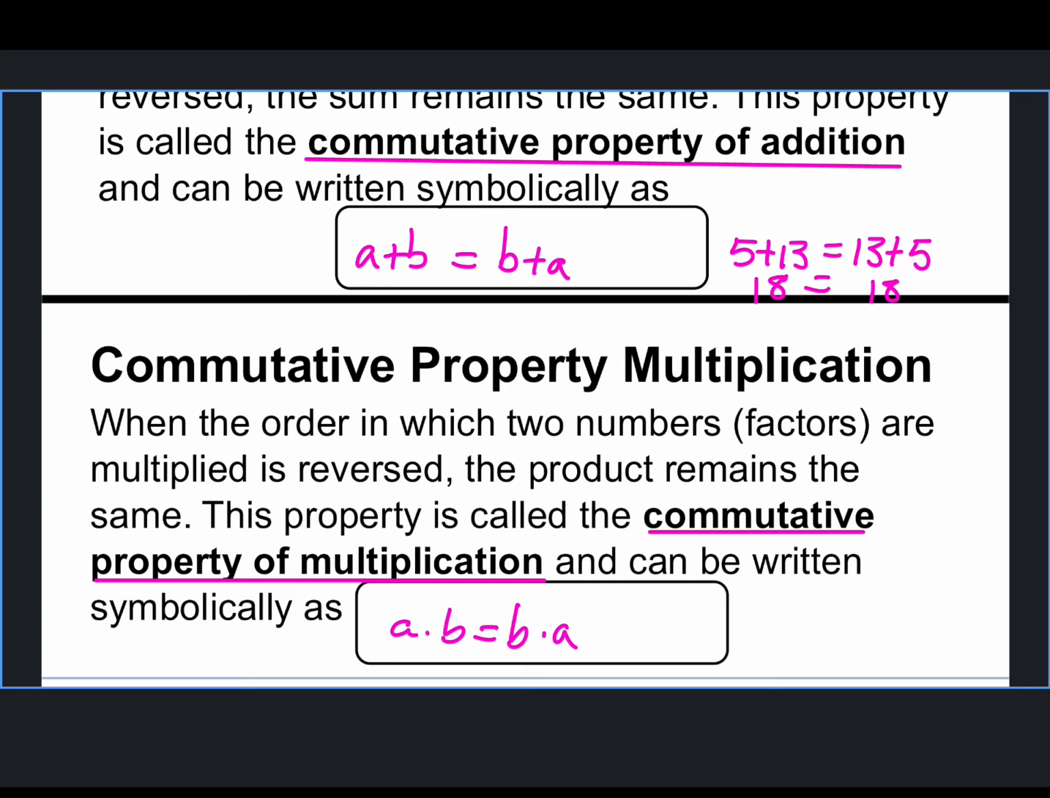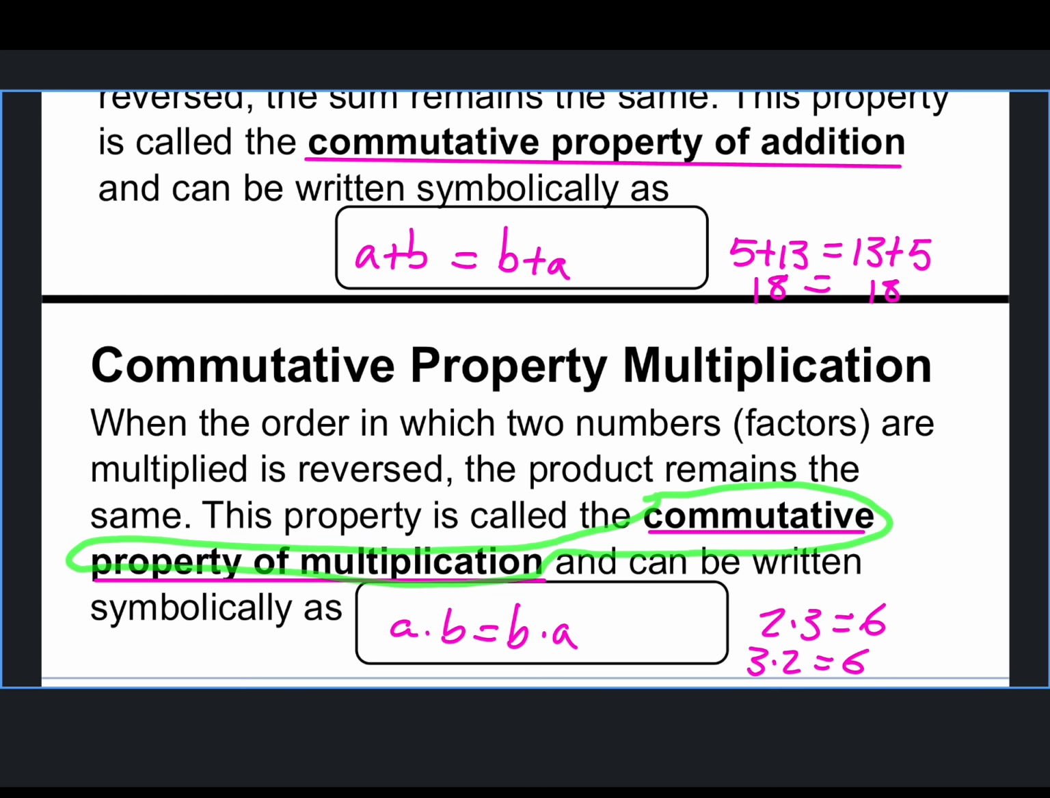The one I always like to use is 2 times 3. What's 2 times 3? 6. What is 3 times 2? 6. So if your math teacher asks you, what is the thing that says that we can change the order of multiplication, that we can reverse it and get the same result? What's that called? It's called the commutative property of multiplication.